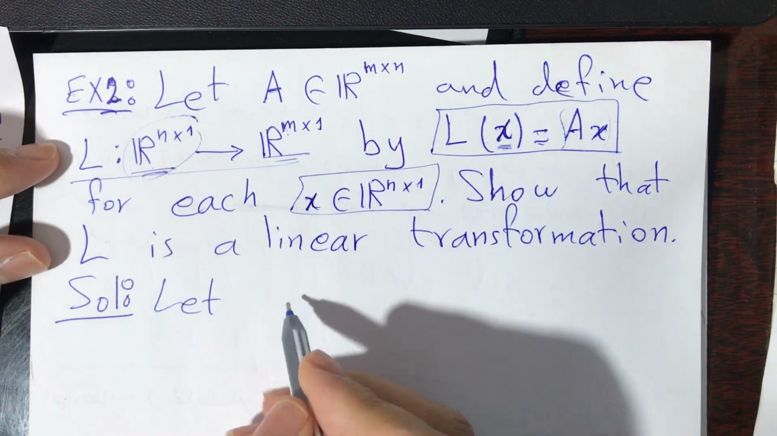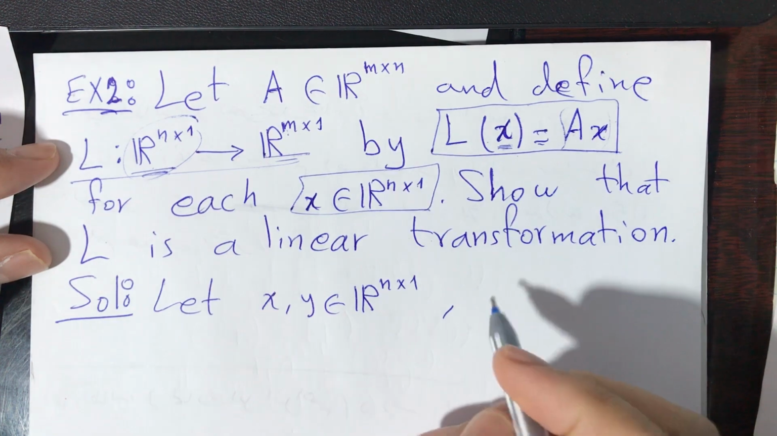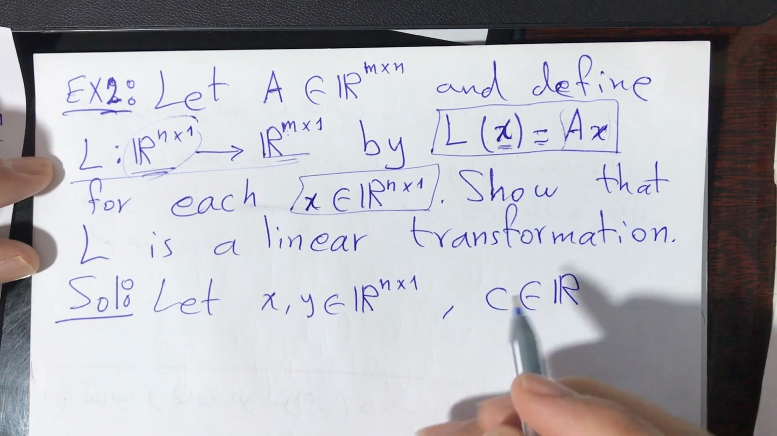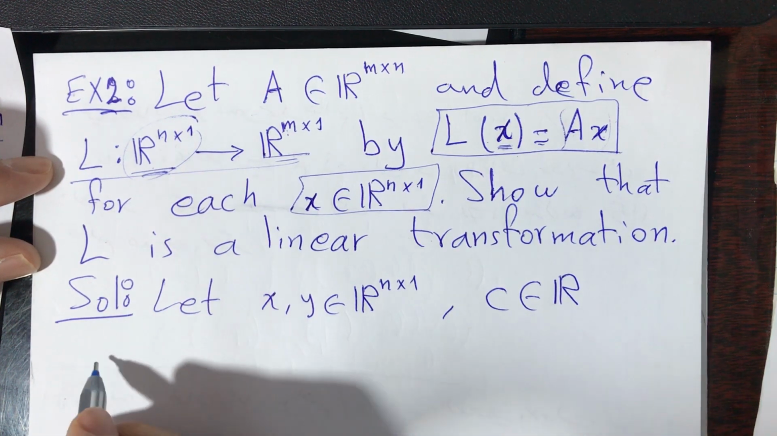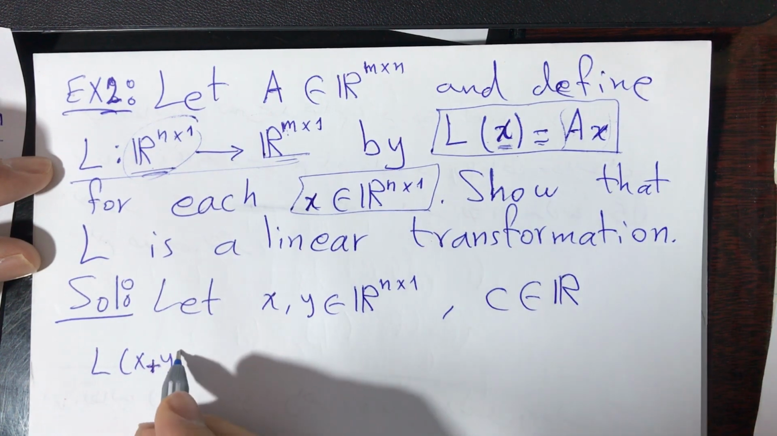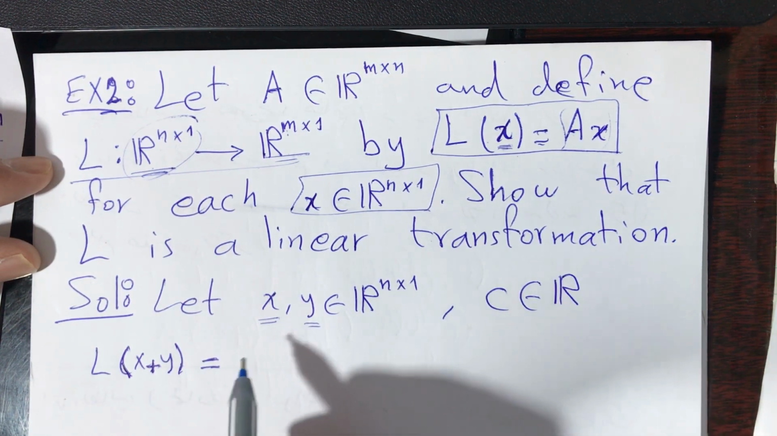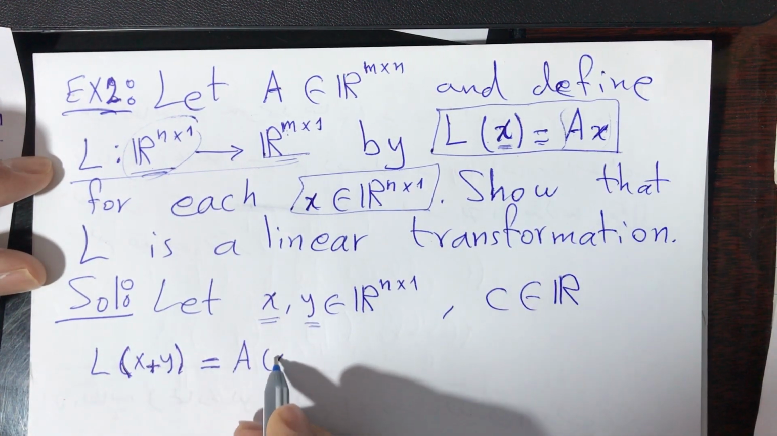Solution: let x, y belong to R^(n×1) and c belongs to R. Now we write L of x plus y. This is x, this is y, is equal to, by definition, A times (x plus y).